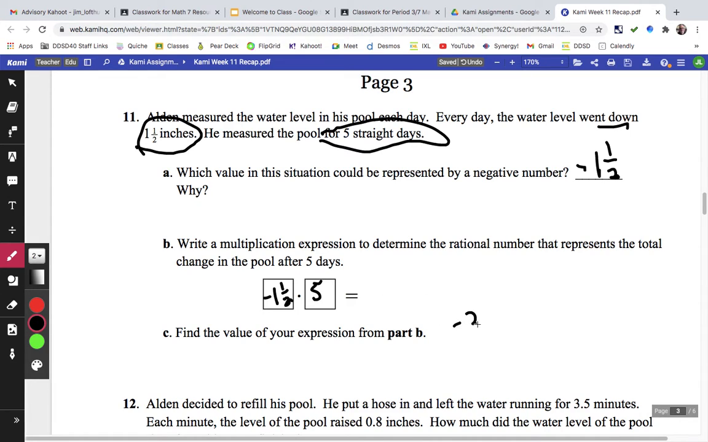So -3/2 times 5. And in the video on Monday, she said if you're multiplying a fraction times a whole number, make the whole number or integer a fraction over 1. So that's -15/2, which is equal to -7½, and it's -7½ inches.